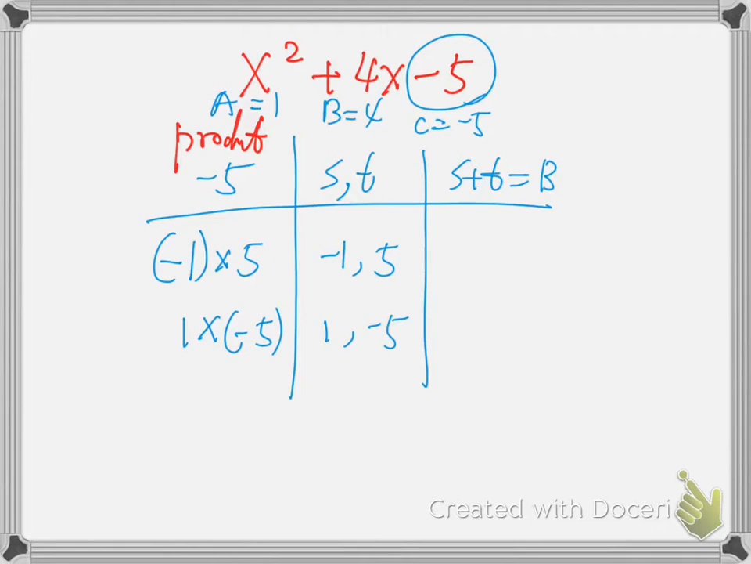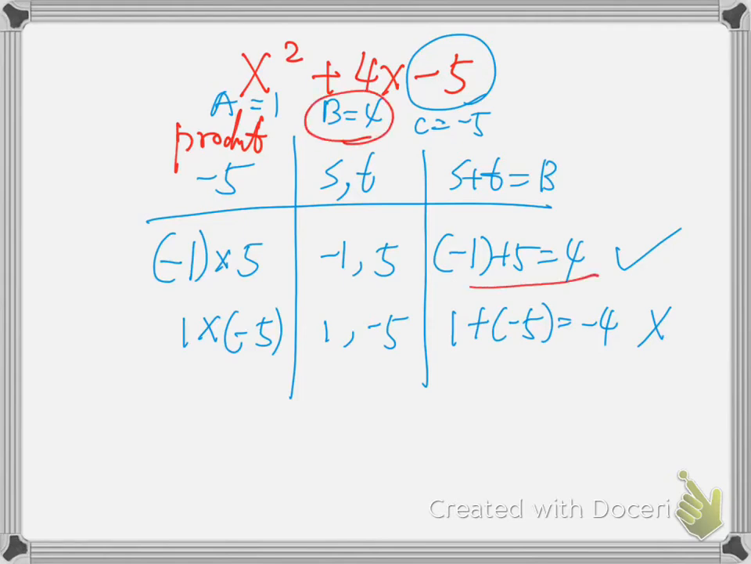We check their sum. So negative 1 plus 5 is 4. So this is the right answer. 1 plus negative 5 is negative 4. So this is wrong. We need sum B. B is 4. So this is the answer. So S is negative 1, T is 5.